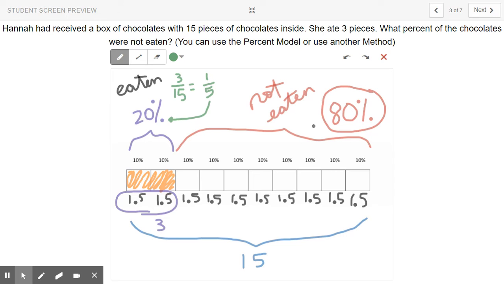Another way you could have solved this without the percent model: if 3 out of the 15 were eaten, you could simplify 3/15 to 1/5, which we know is 20%. So if 20% is eaten, then 80% is not eaten.